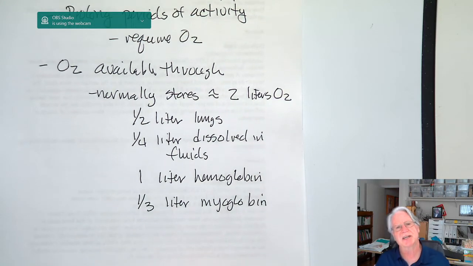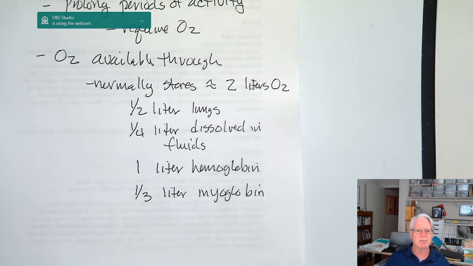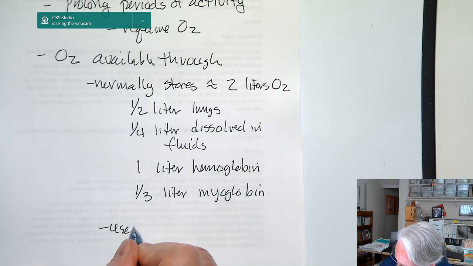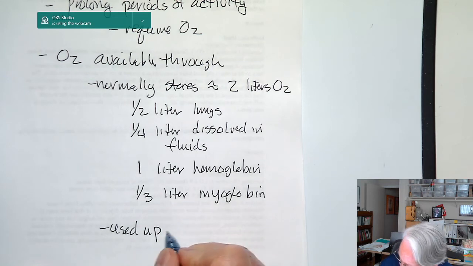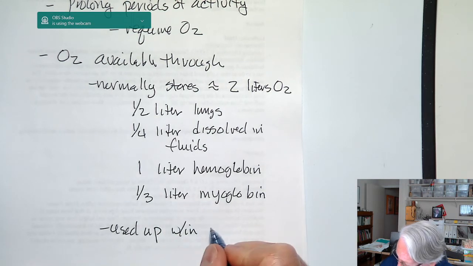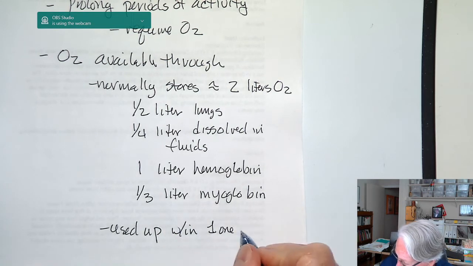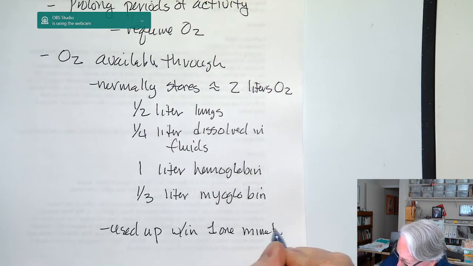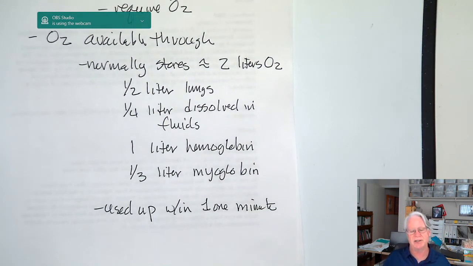So 2 liters doesn't get us a lot. It gets us something, but not a lot. Again, we're facing a problem because there's simply not enough oxygen to generate energy through this more efficient system. And we're going to be turning to that system that produces lactic acid in the meantime. So this is used up within approximately 1 minute. As I said, not a lot of time.